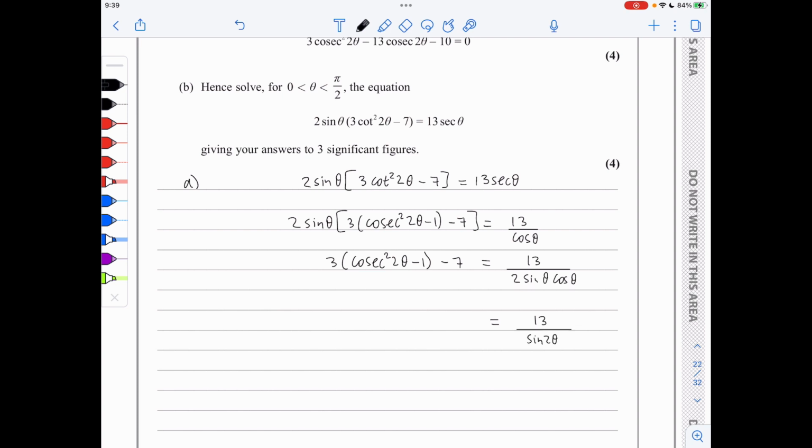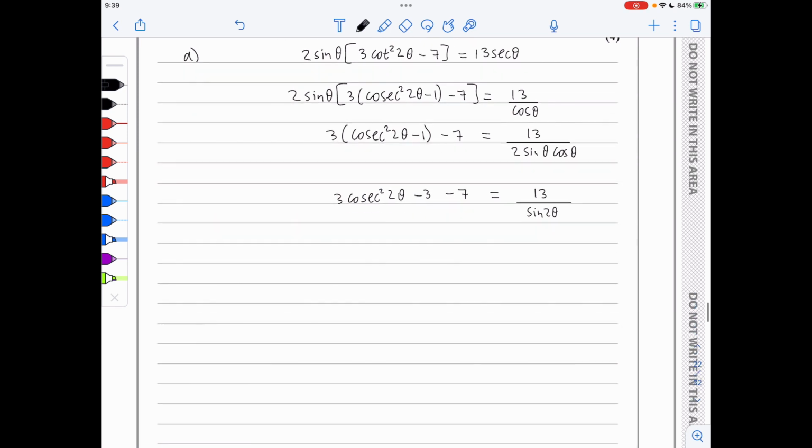On the left hand side, we've got 3 cosec squared 2 theta minus 3 minus 7. So this means that we're now looking at 3 cosec squared 2 theta minus 10 is 13 cosec 2 theta. And therefore 3 cosec squared 2 theta minus 13 cosec 2 theta minus 10 is 0 as required.